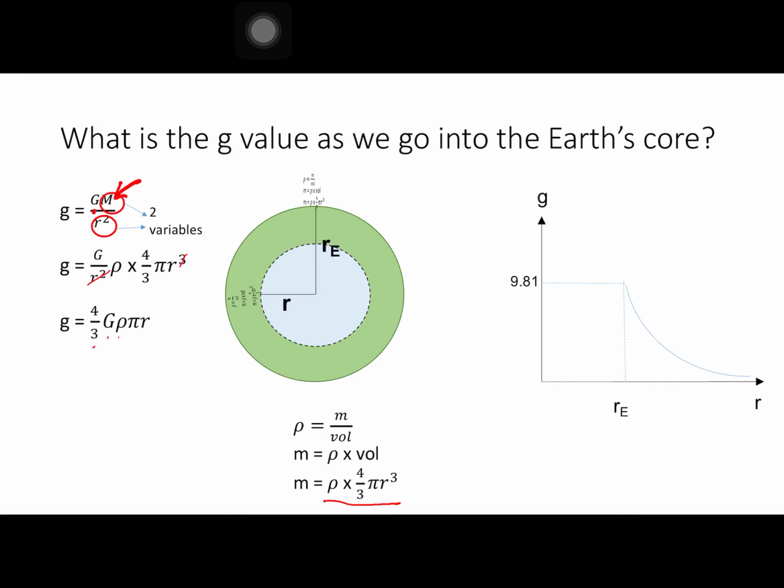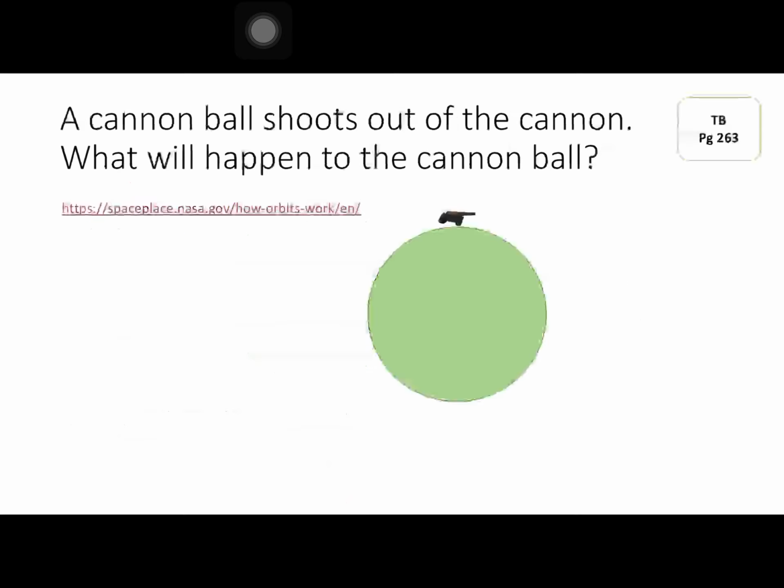4 over 3 is a constant, G is a constant, density of the Earth is a constant, pi is also constant. So now you're left with G is proportional to R. So as you go towards the center of the Earth, your G is going to decrease. As your R decreases, your G will decrease. So you get a straight line like this. Okay?